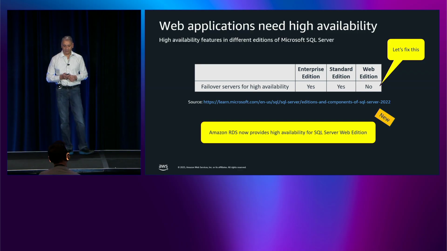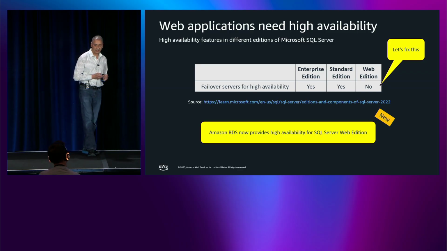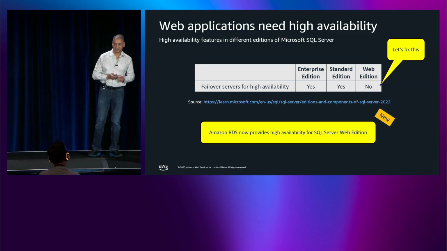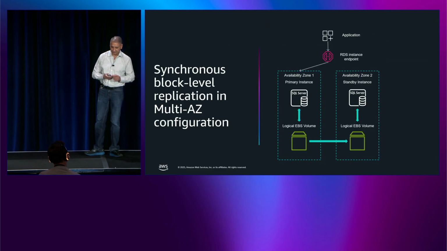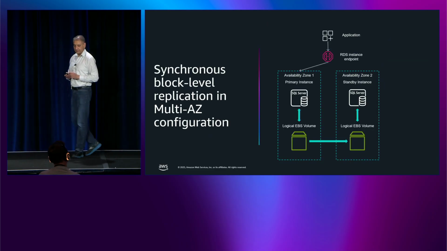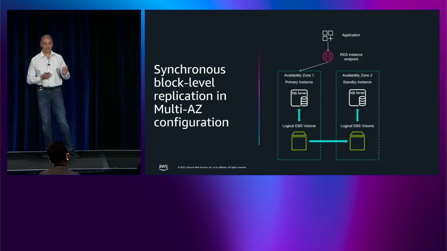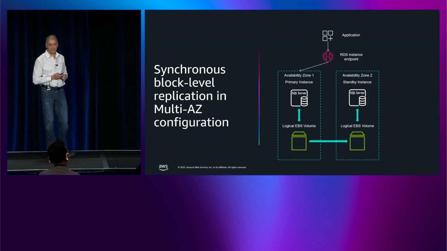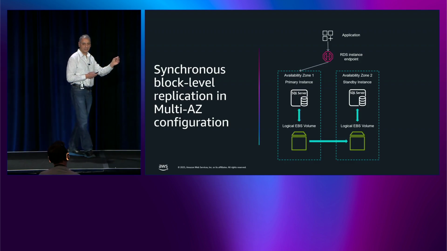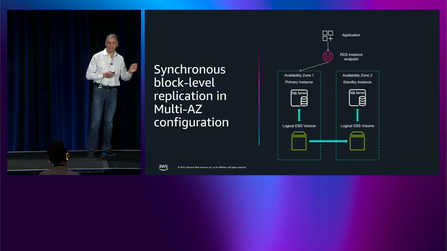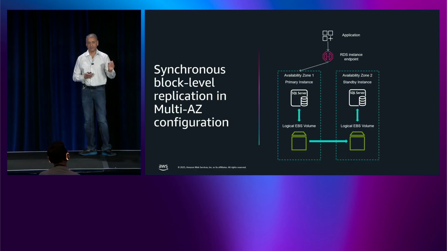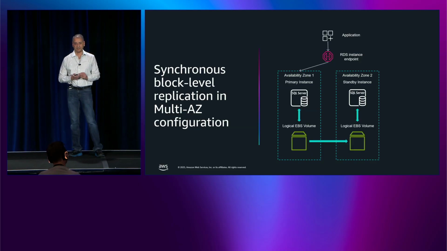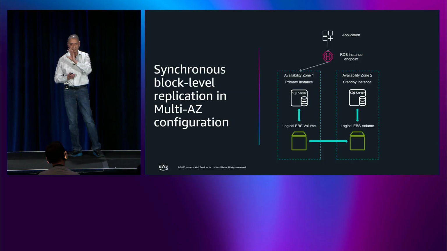We are now launching support in Amazon RDS for high availability for SQL Server Web Edition. How do we do this? We do it using synchronous block-level replication in a multi-AZ configuration, very similar to what you saw in the Oracle example earlier. You have your application that talks to an RDS instance endpoint. The instance endpoint talks to a SQL Server primary instance, which is backed by an EBS volume. But then we do block-level replication from the EBS storage in your primary instance to the EBS storage for your standby instance that happens to be in a second availability zone.